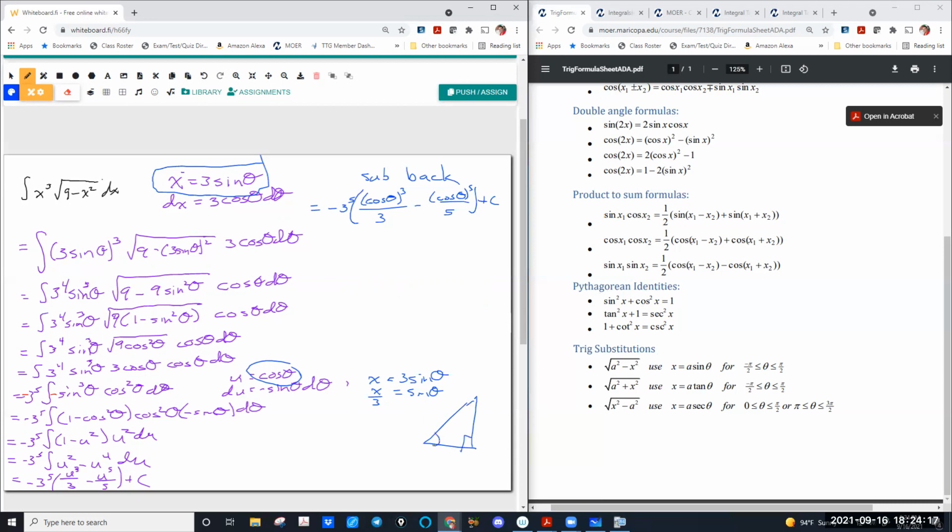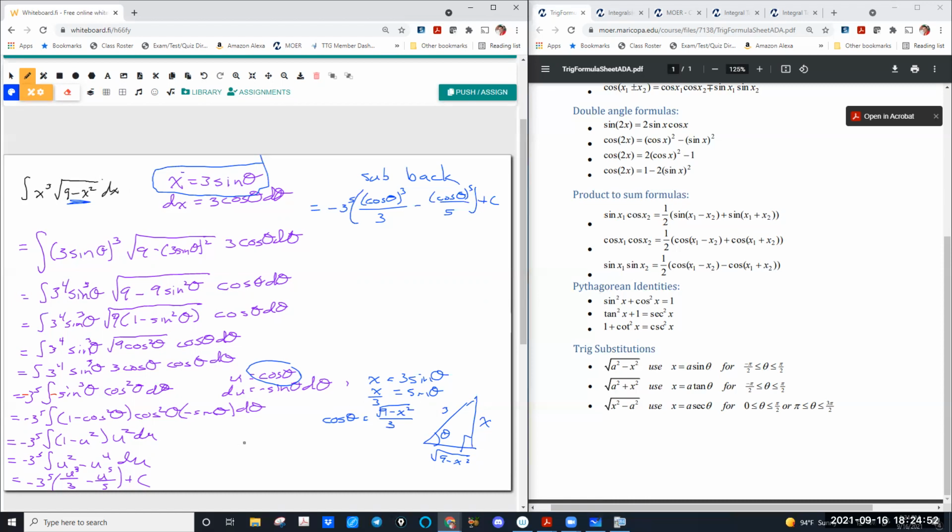So there's my right angle. I call this guy theta. Sine is opposite over hypotenuse. Pythagorean theorem tells me this is going to be the square root of 9 minus x squared. This should look familiar. Look at what we started with. So that tells me that then cosine of theta, which is adjacent over hypotenuse, is radical 9 minus x squared over 3.